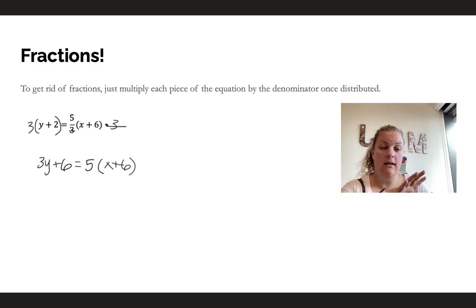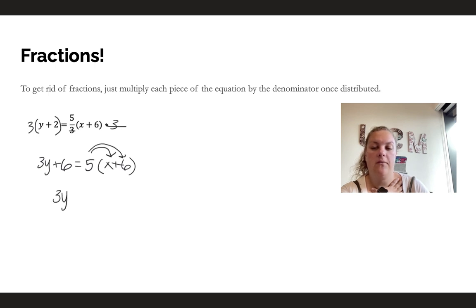Now, I have just eliminated the fraction, and so I can follow the rules like I did before. I multiply 5 by x and 5 by 6. I'm leaving the 3y plus 6 alone. And I get 5x plus 30 on the right-hand side.